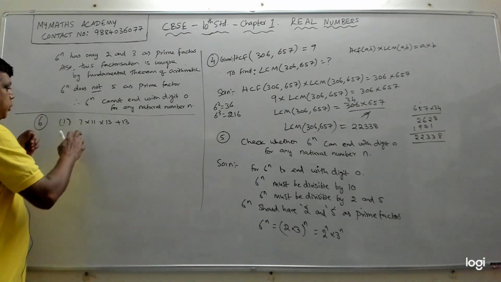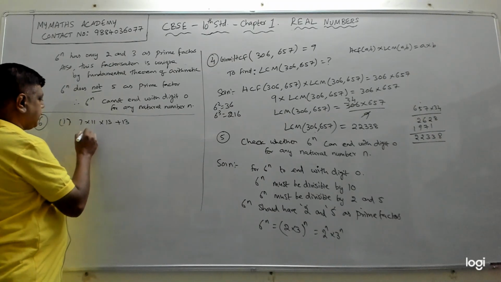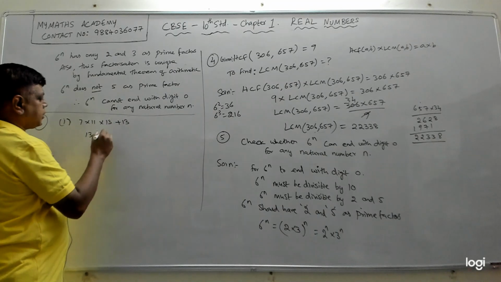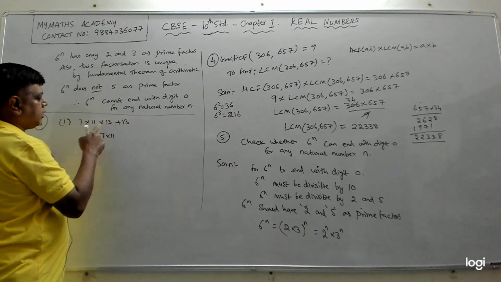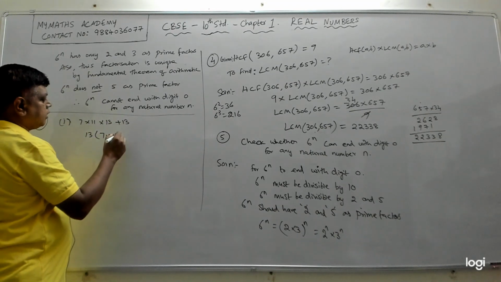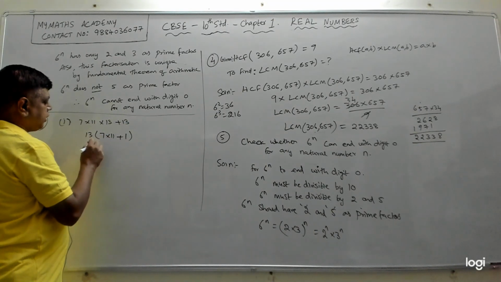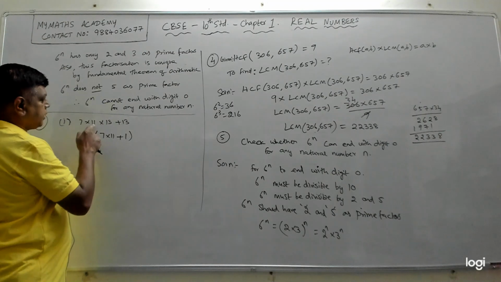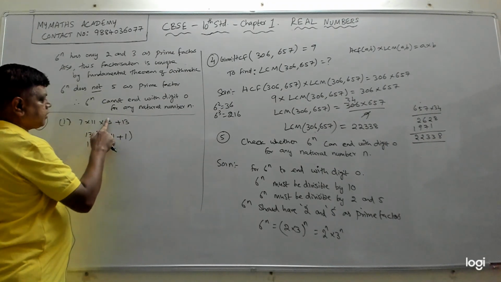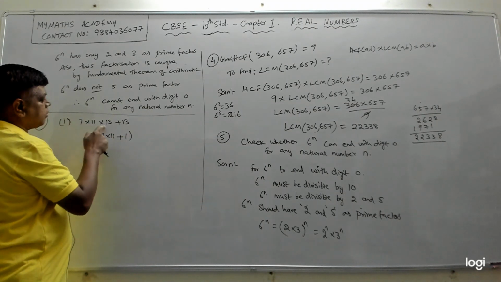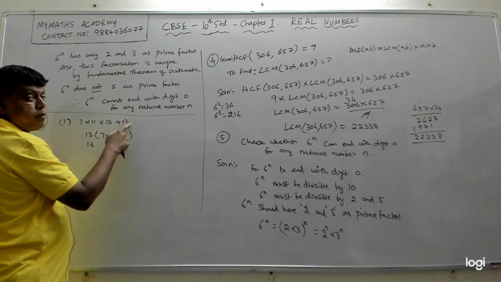Now for that, what do we do? We will take 13 as common because 13 is present in both. If I take 13 common, this will have only 7 into 11. Plus, here I have taken 13 out, so it will be 1. So if you multiply, 13 into 7 into 11 is 13 into 7 into 11, and 13 into 1 is 13. We will get back this.